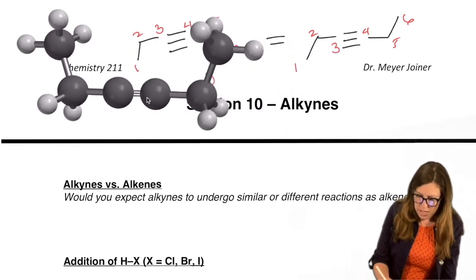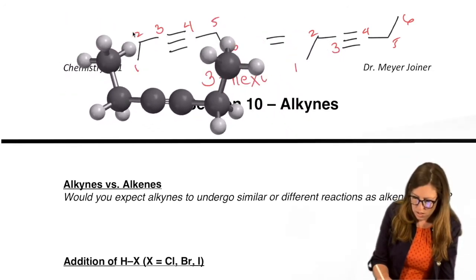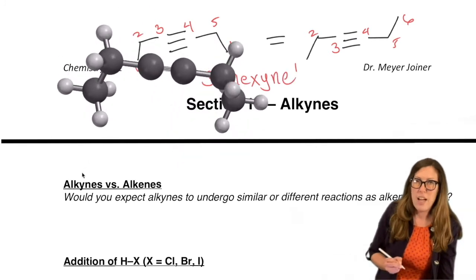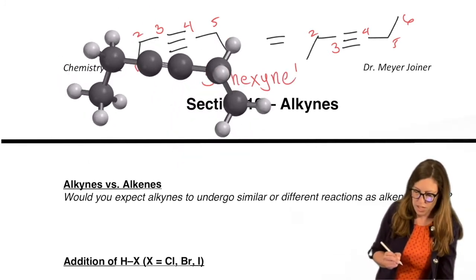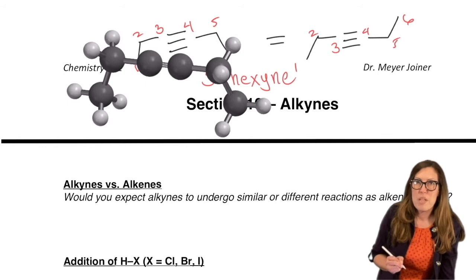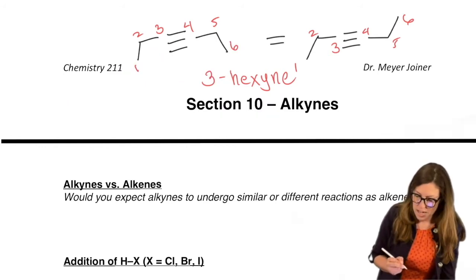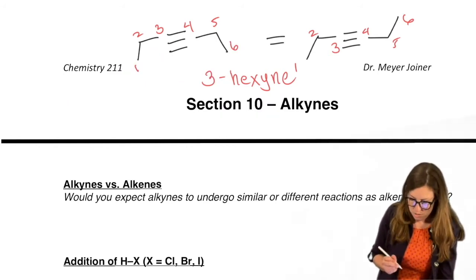Okay, we will be naming them. So 3-hexyne or hex-3-yne would be another way to name it, to indicate where the hexane is the parent chain, yne gets the suffix for alkyne, and 3 is where the alkyne starts.